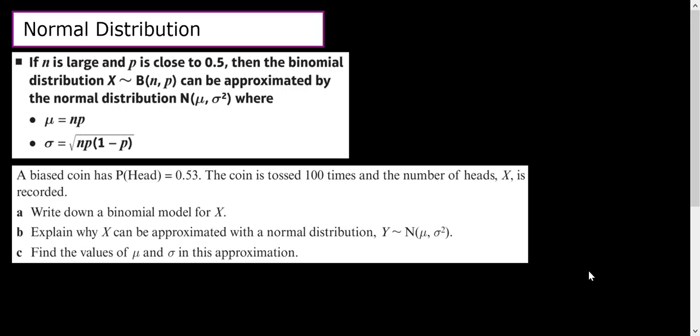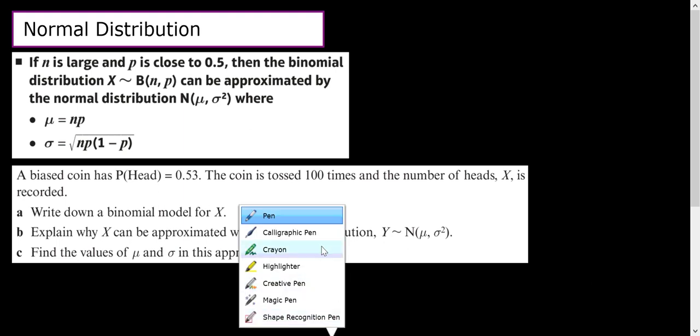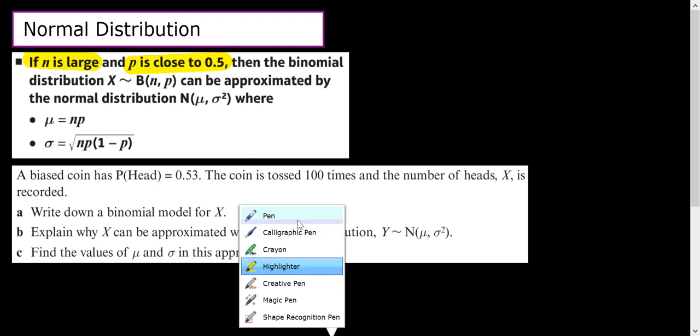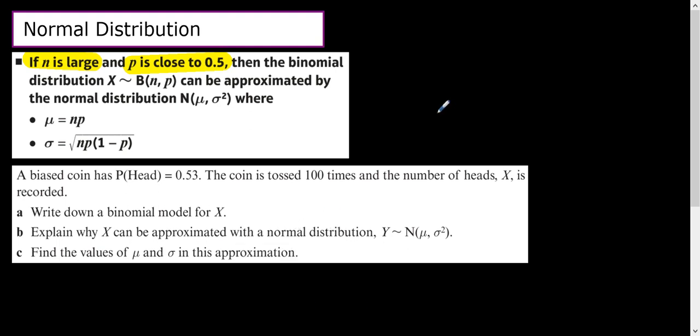So the two situations that you may be asked about, and in fact the reasons we can do this, are as follows. If n is large in a binomial distribution, so we've got a large number of trials, and p is close to 0.5, then a normal distribution can be used to approximate a binomial distribution. Now, when we say n is large, there's no definite definition of that. There's no value of the number of trials beyond which it's fine. It's just a large number. And p close to 0.5, again, is fairly subjective, but we just have to say that it's as close to 0.5 as we can get it.